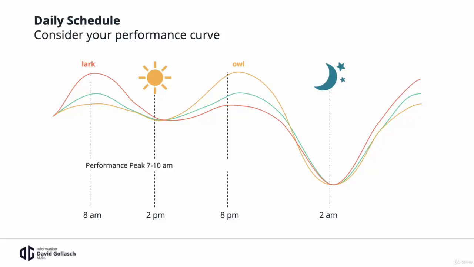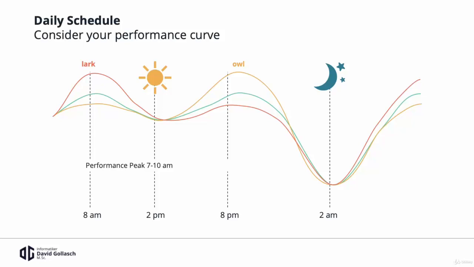But important to see here as well is that you should use your performance peaks in the morning or in the afternoon to do those tasks that need the most effort by you, for you or from you. And which of these two times you should prefer for doing the most important task of your day depends on whether you consider yourself rather a lark or an owl.